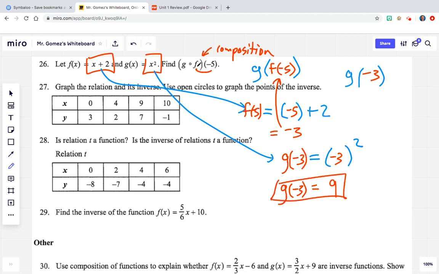So that means the entire answer, the g of f of -5 will equal 9, and this is how I want you to write it right here as far as the final answer on the test.